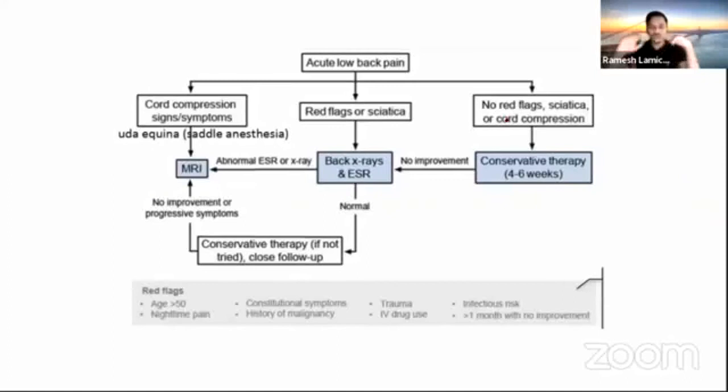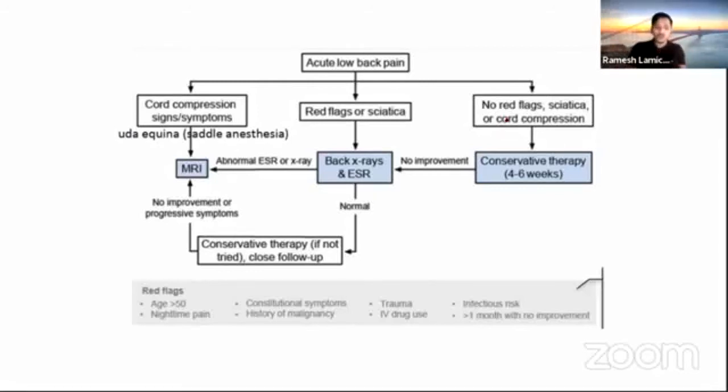So how do you evaluate a case of lower back pain? Whenever the patient presents to you with low back pain, you have to exclude the notorious things first, the serious causes first. So what will you do? You will ask for the red flag signs, or is there any sign of cord compression or sciatica? So these three things will indicate that the patient is having a notorious cause.